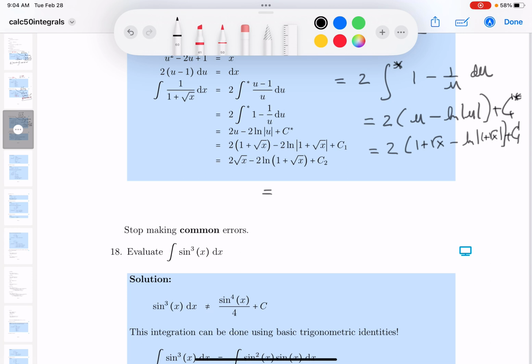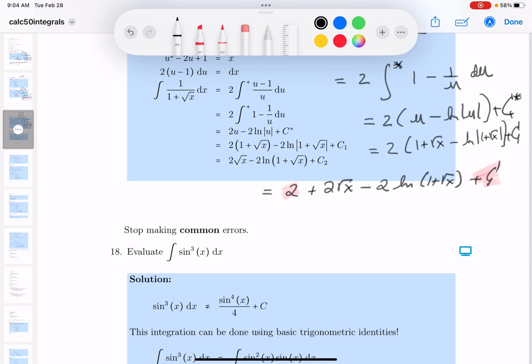And what do you see over there? You get 2 plus 2 root x minus 2, the natural log. Well, 1 plus root x is always positive, so I can remove the absolute value symbol, and then plus c. And what I notice over here is that I can combine these two constants together to just make some final constant out of it.